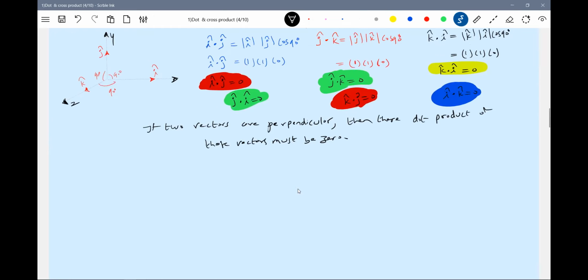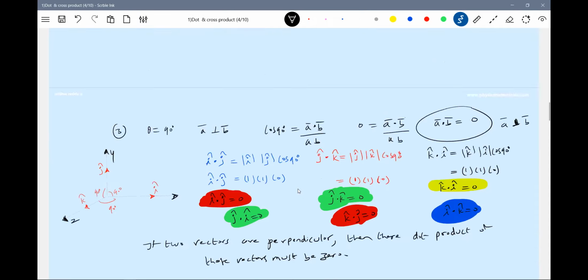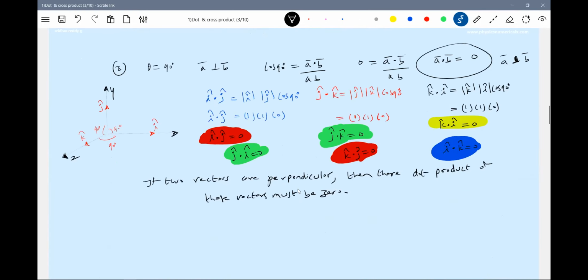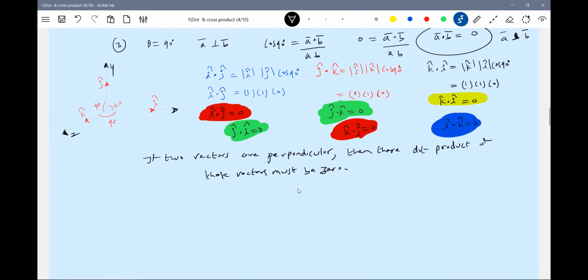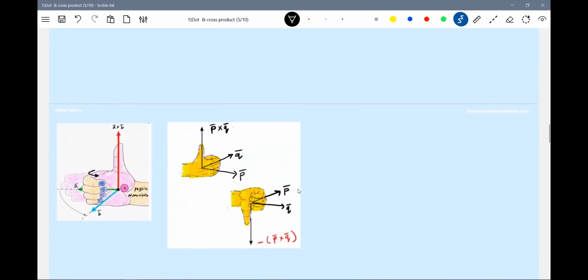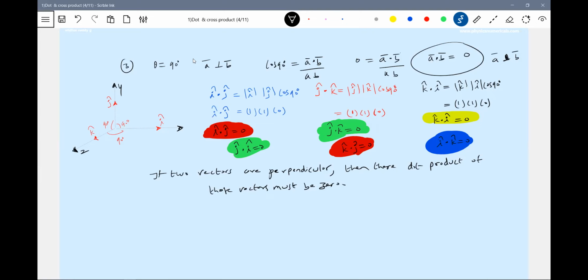Now we'll go for some laws here: commutative law, associative law, all those ideas we'll check. Once again, I'll take you back. We can resolve A bar along B bar or B bar along A bar. These are three fundamental things. So, the next few more. Is A bar dot B bar equal to B bar dot A bar? If two vectors are perpendicular, then the dot product of those two vectors must be zero. That is one more, the third point we have concluded.